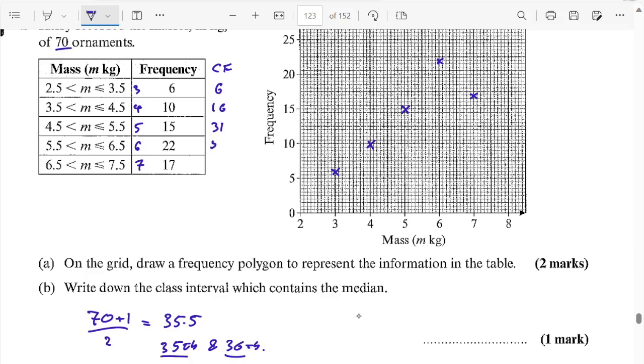So it's going to be 31 plus 22. It's going to give me 53. So that means that the median must fall in this group. So the class interval that contains the median is between 5.5 and 6.5. And then we ensure that we've got the correct symbols. And there we go.